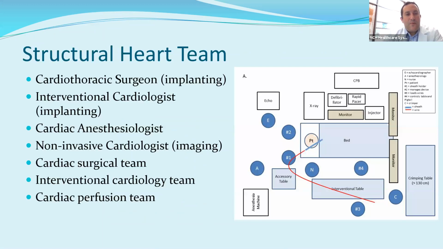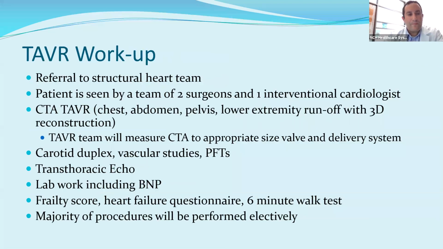When we do a transcatheter procedure, it's going to be a structural heart team approach. That means that the surgeons, the interventional cardiologists, the anesthesiologists, and the imaging cardiologists all get together to perform the procedure, with the help of a cardiac surgical team, an interventional cardiology team, and a cardiac perfusion team. There's about 12 to 15 people in the room. It takes a lot of expertise, but because of that, we're able to give really great results with minimal exposure and minimal damage to, or minimal pain or exposure to the patient.